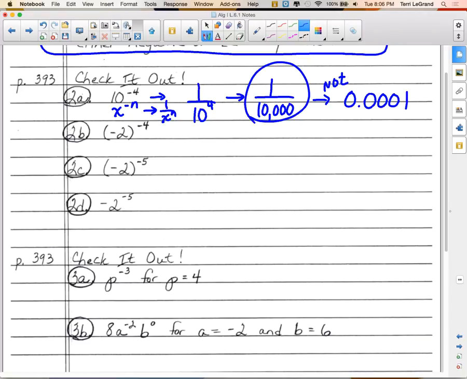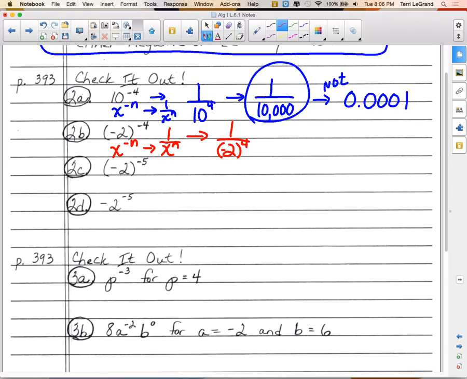Okay, so now let's try our negative 2 to the negative 4 power again. Same thing. We really have x to the negative n power. Our x is negative 2, and our n is 4, so we'll be able to apply our rule to this one also. So we have 1 over, that negative 2 must stay in parentheses, and the 4 is going to be positive now. So we have the n without the negative sign in front of it.